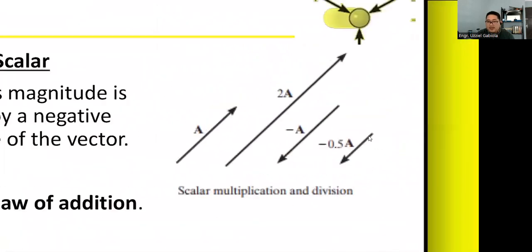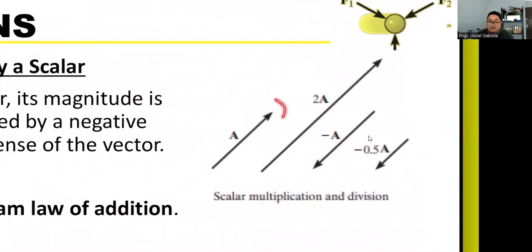As you can see here, let's say we have a force vector A. If we multiply it by a positive 2 scalar, its magnitude becomes double, and you can see its length is longer, exactly double the first one. It still has the same sense of direction, upward to the right. Then when we multiply the original vector by a negative quantity, for example negative 1, the magnitude becomes negative, and the direction will be the opposite sense of the original direction.